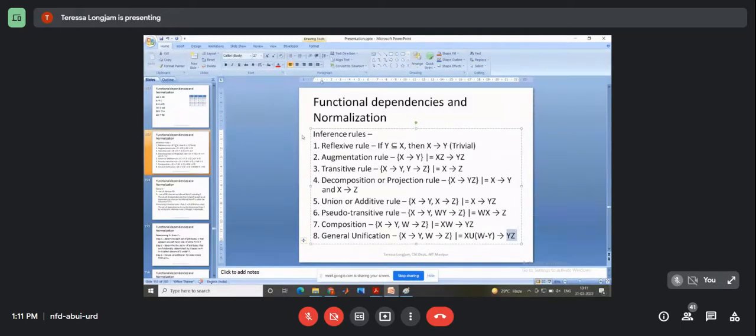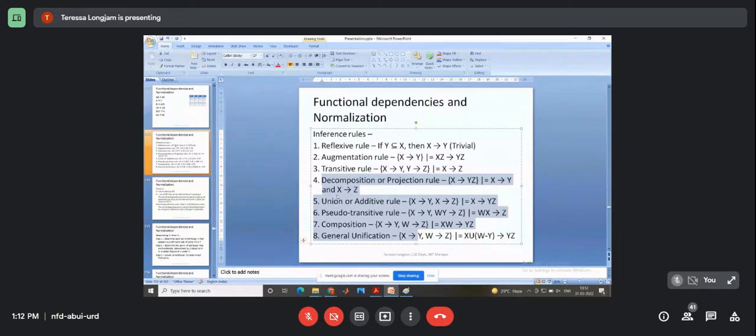So these are some rules by using which we can infer many other functional dependencies if some set of functional dependencies is given. The most important rules from these 8 rules are the first 3. These rules, 1 to 3, are known as Armstrong inference rules, and by using these 3, we can get all the other remaining inference rules.